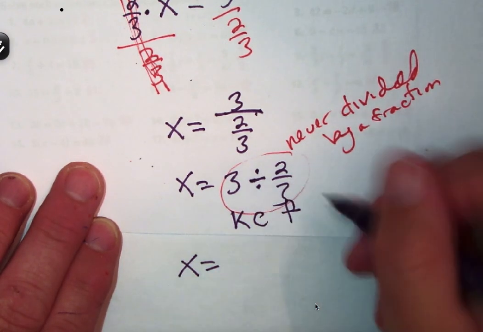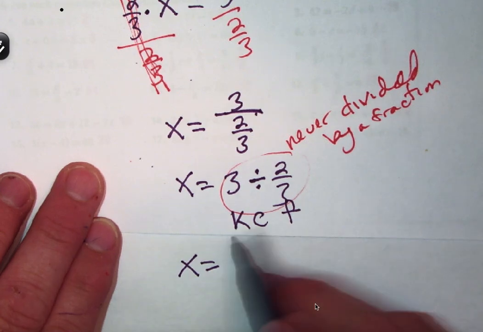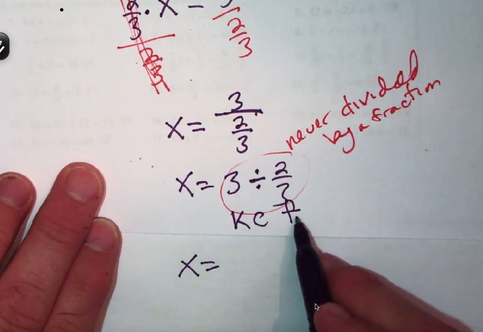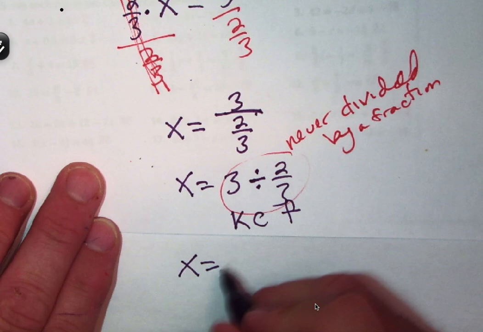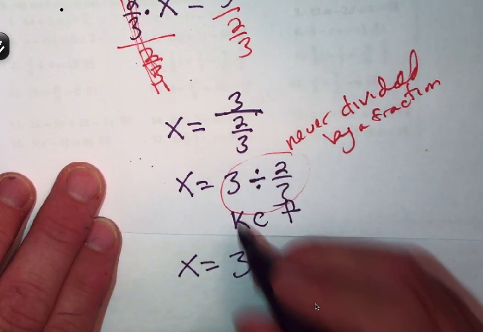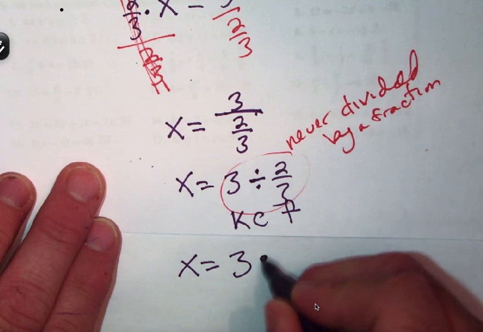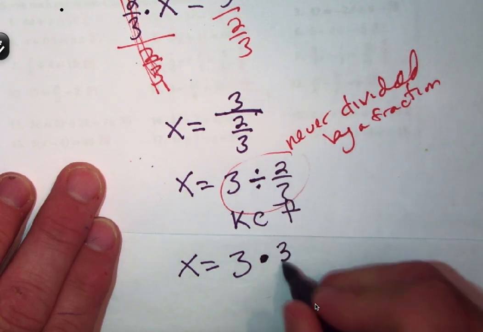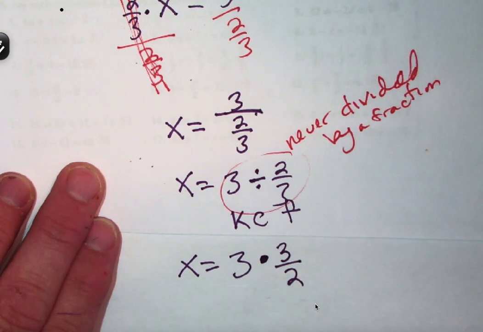You might have seen the acronym KCF, or keep, change, flip, right? So we'll keep the 3. 3 divided by 2/3 is the same thing as 3 times the reciprocal. And that's what I mean, you actually never divided by a fraction. You change the problem into a multiplication problem.